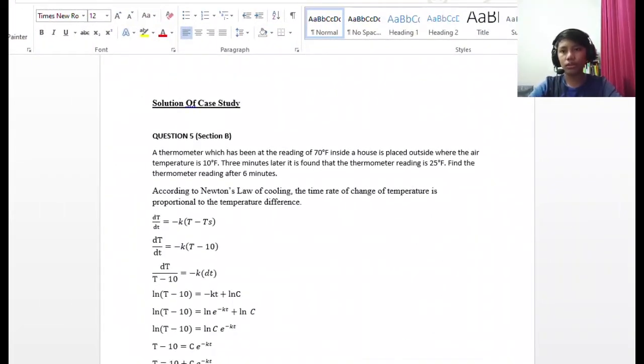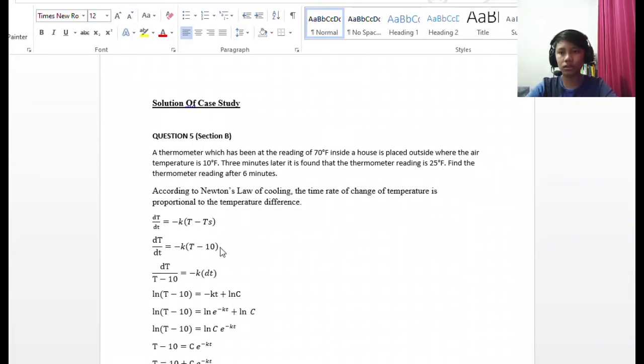We go to the next topic, which is solution of case study for question 5, section B. According to Newton's law of cooling, the time rate of change of temperature is proportional to the temperature difference. So we get the equation dT/dt equals minus k(T minus Ts). Ts is the temperature of air, which is 10 Fahrenheit.